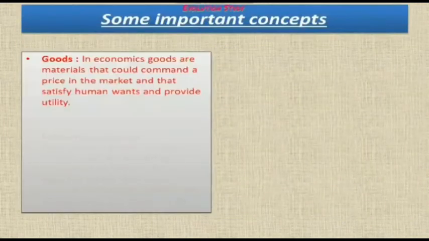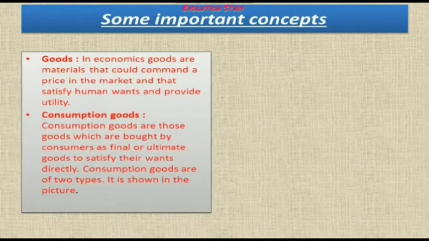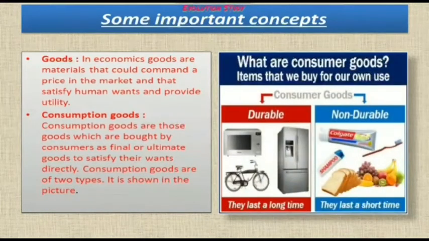What are goods? In economics, goods are the materials that could command a price in the market and that satisfy human wants and provide utility. Now what are consumption goods? Consumption goods are those goods which are bought by the consumers as final or ultimate goods to satisfy their wants directly. Consumption goods are of two types. It is shown in the picture.